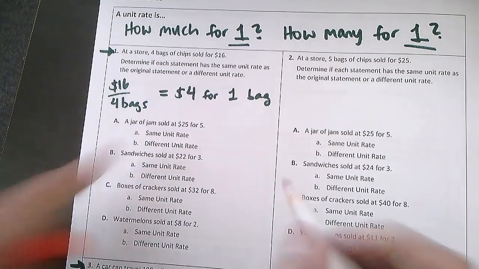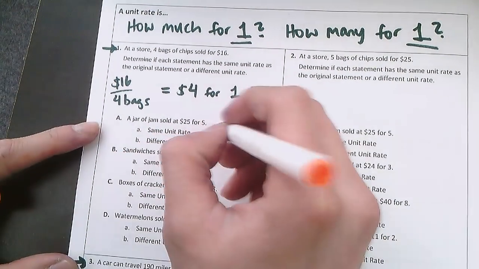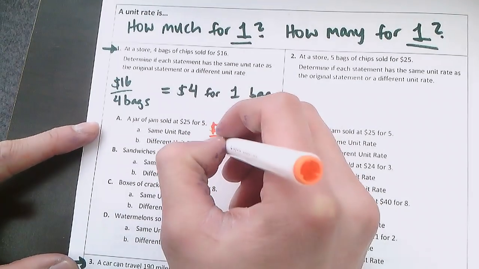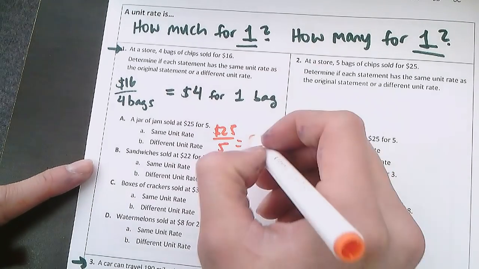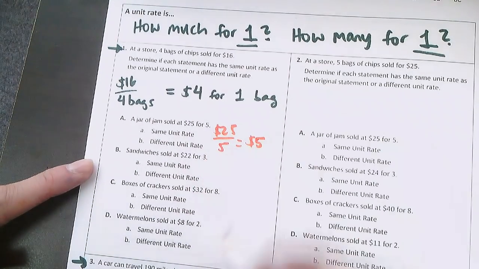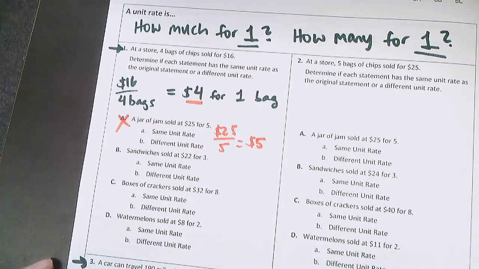A, a jar of jam sold at $25 for 5. So that's $25 for 5. If I do the division, 25 divided by 5 is 5. That means it's $5 for 1. That's not the same as the $4 we want, so we know it's not going to be A.